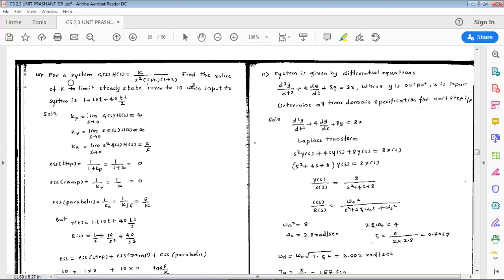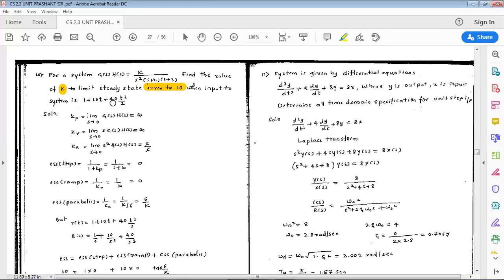Okay, let's move on to the next numerical. For the system, G(s) H(s) is equal to k by s square (s+2)(s+3). Find the value of k to limit the steady state error to 10 when the input to the system is 1 plus 10t plus 40 t square by 2. See, in this numerical, they are asking you to find the value of k so that the steady state error will be 10, when you give the input as 1 plus 10t plus 40 t square by 2, right?